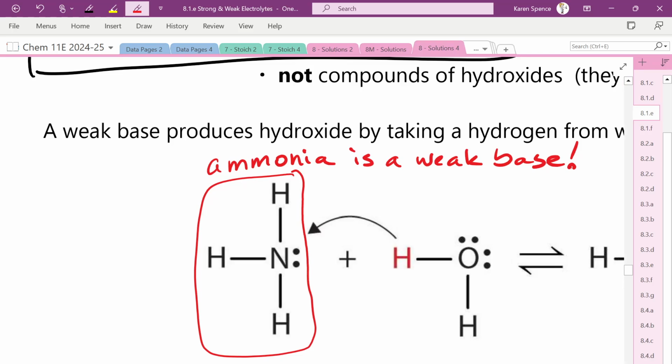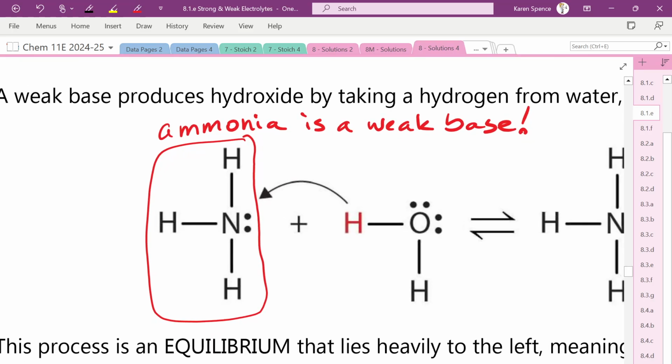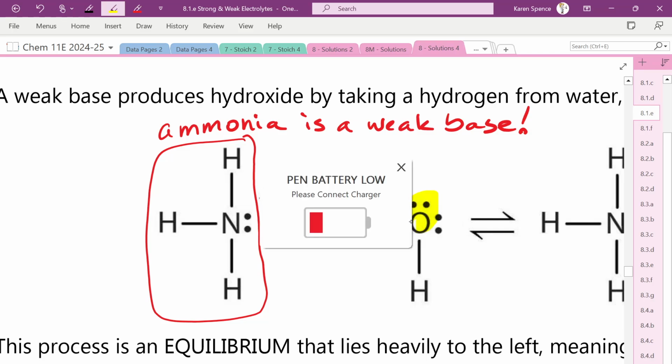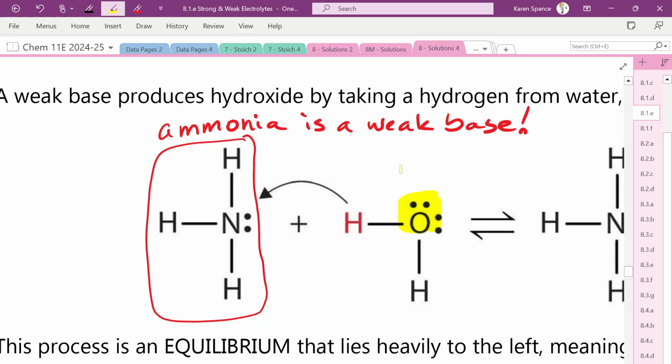That bases, as far as we know so far, what do bases have? They have OHs. Does NH3 have an OH? No. However, if you put it into water, water does have an OH in it.